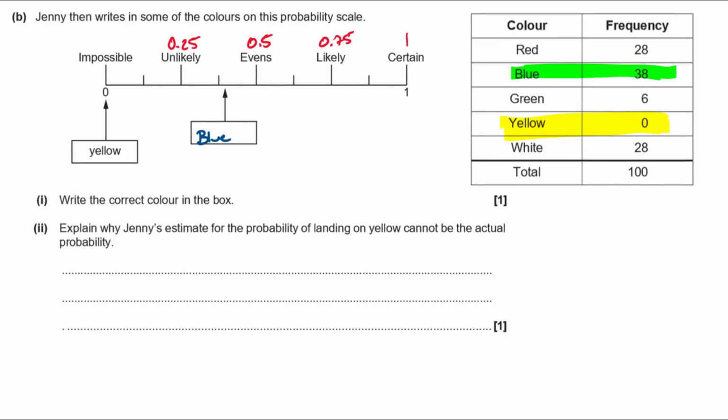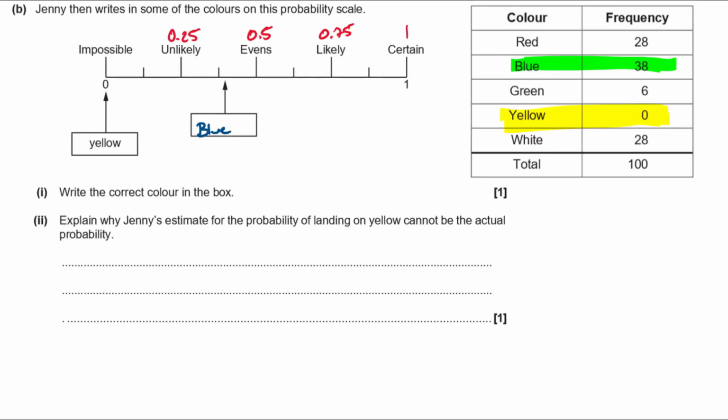Right, explain why Jenny's estimate for the probability of landing on yellow cannot be the actual probability. If you remember at the start of the problem, it was described as a 5-sided bias spinner, so it's weighted to one side. When you spin it, it's more likely to land on one of the other colours than on yellow. Maybe it's got a weight on this side, which means if you were to spin it, it's more likely to fall this way.